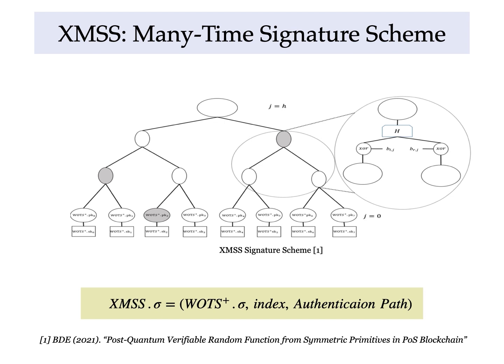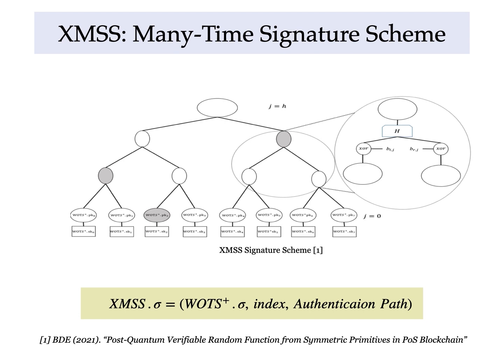Each time we want to sign a message, we use one of these WOTS+ key pairs. As I said, each WOTS+ key pair can be used to sign only one message. So for the first message, I use WOTS+ pk0, sk0. For the second message, I use the next one, and so on. We continue this process. The signature of XMSS is the WOTS+ signature of the used key pair, plus the index of that key pair, plus the authentication path.